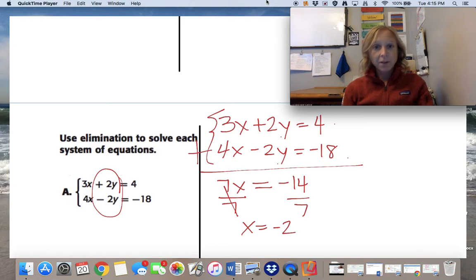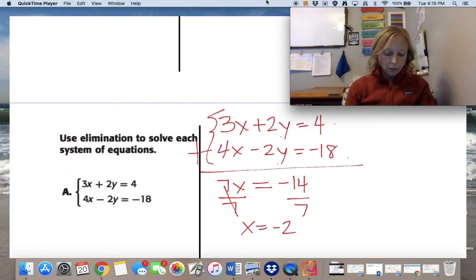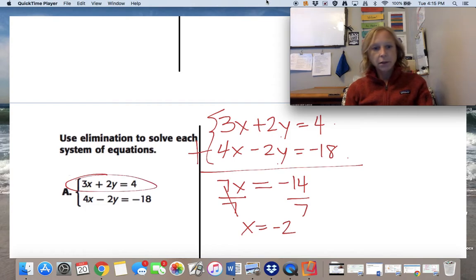Just like before, once we know x, we need to substitute back in to find y. Now, neither one of these equations here say y equals, so you're just going to pick one. You can pick whichever one looks easiest to you. I think I'm going to pick this top one. The numbers are smaller, there's not as many negatives, and I'm going to substitute negative 2 in x's spot.